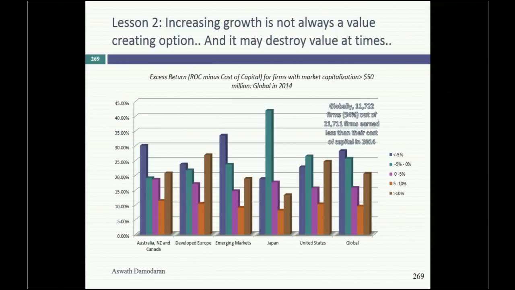Using 2014 numbers, 11,722 of those firms earned less than their cost of capital. The median publicly traded company globally earns less than its cost of capital. And if you break it down by region, in every part of the world, you see this blue column? Those are the companies that earn a return on capital more than 5% below the cost of capital. If there were any justice in this world, that group would be targeted by activist investors for change. But there's no justice in this world.